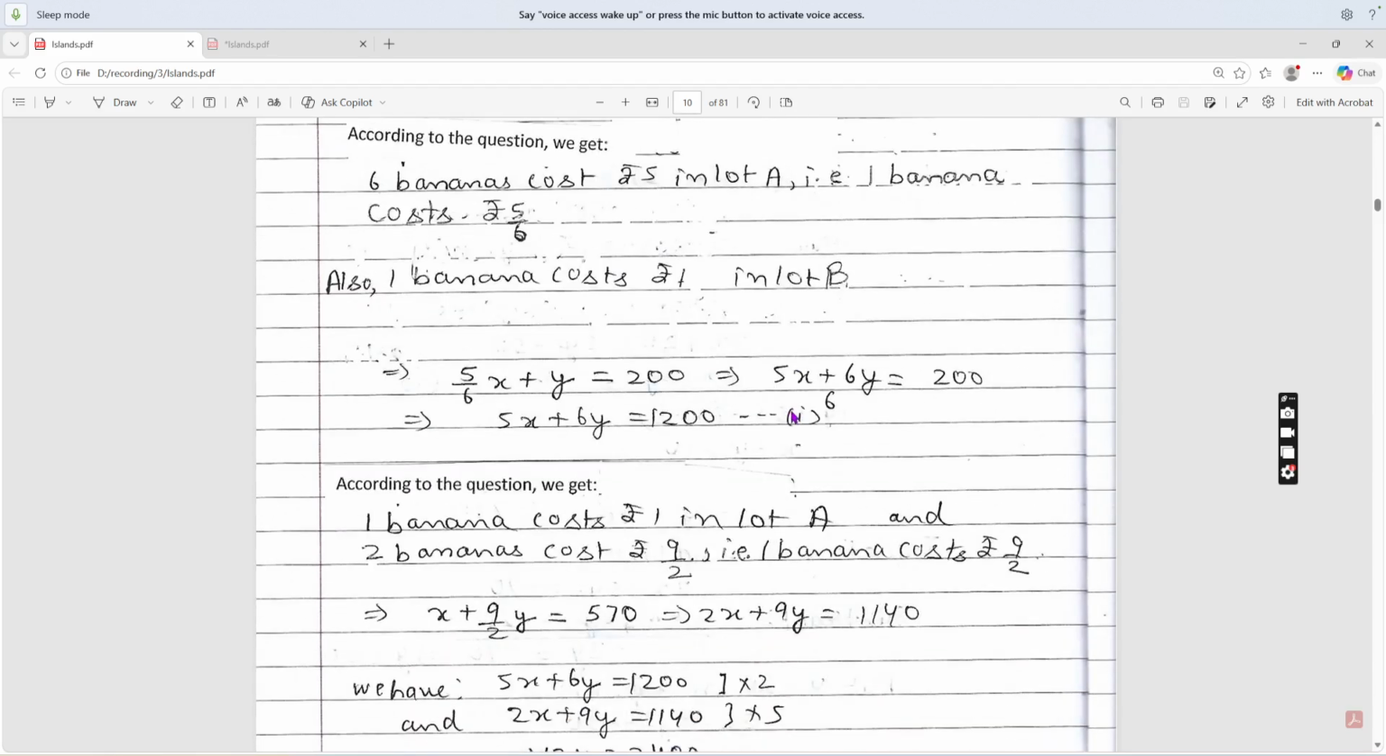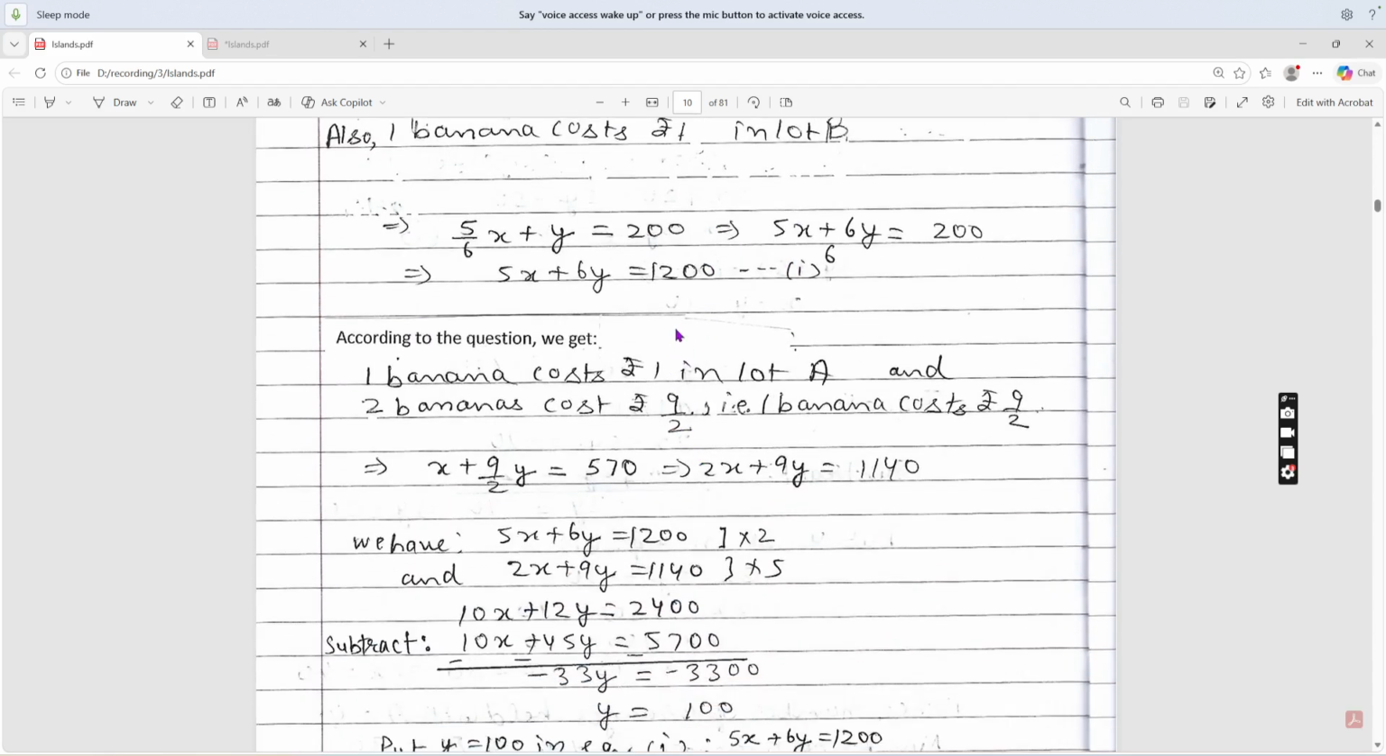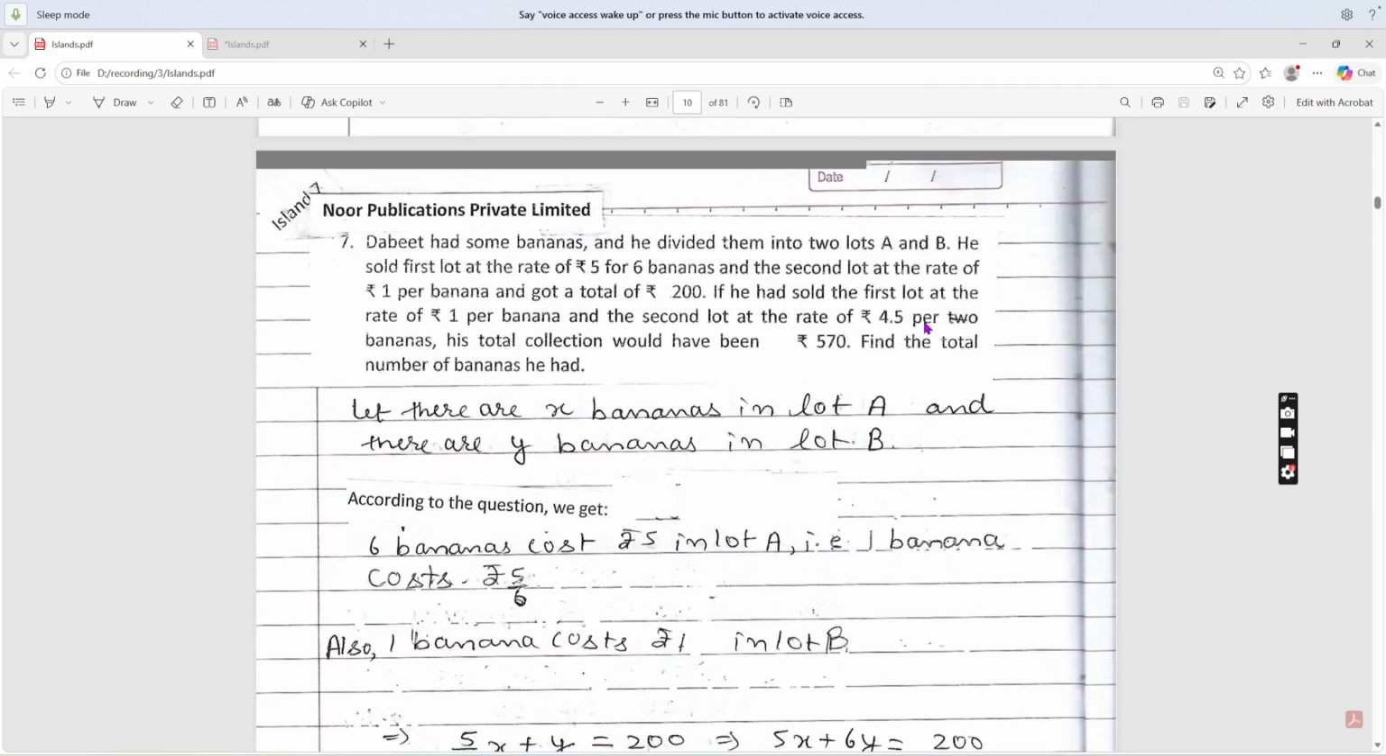And now see here, total cost would be 9 by 2, because 4.5 is 9 by 2. So 9 by 2 into y is the total cost, or you can say total selling price of the banana which is being sold in lot B. So here this word 2, per 2 banana, this word is misprint, never take into account this 2. It is already cut here, you can see. So don't get confused with the word two. It is not mentioned here, it is a mistake only.